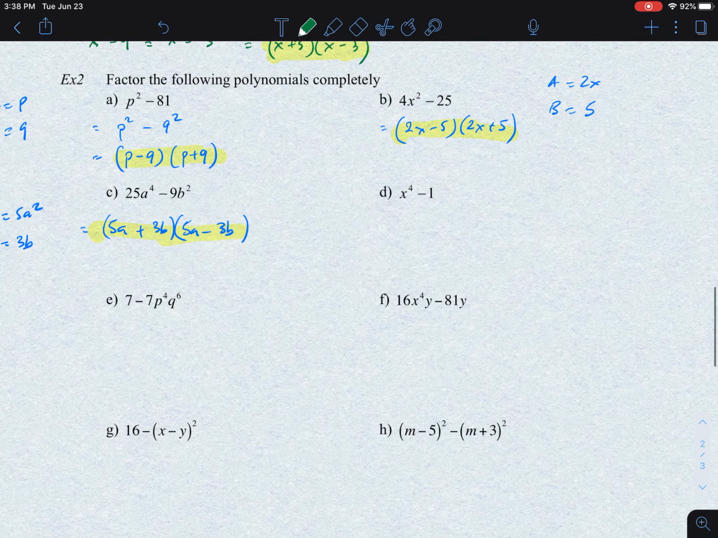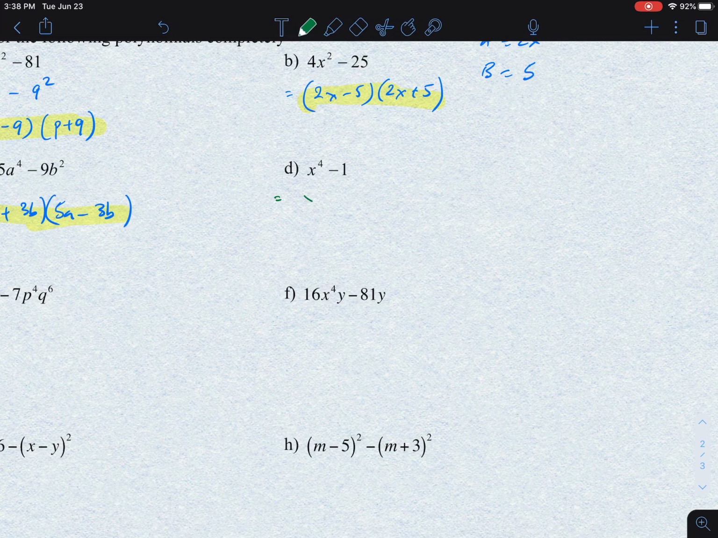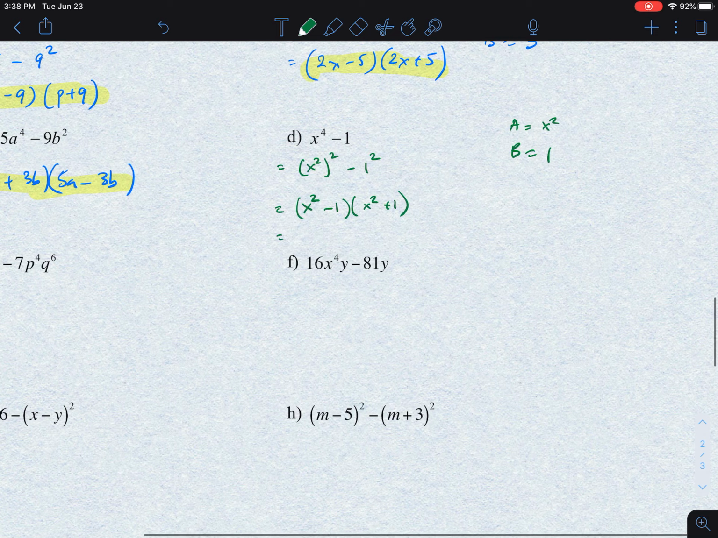Okay. Part D, we can look at this and say, okay, x to the 4 is x squared, and then 1 is 1 squared. So a is x squared, and then b is 1. So the difference of squares formula becomes a, in this case x squared, b is 1, and then x squared plus 1, so a plus b, right? But this is also a difference of squares. It can be broken down further.